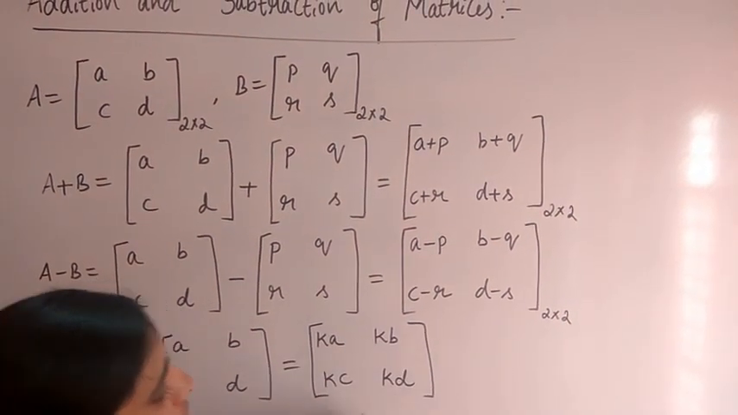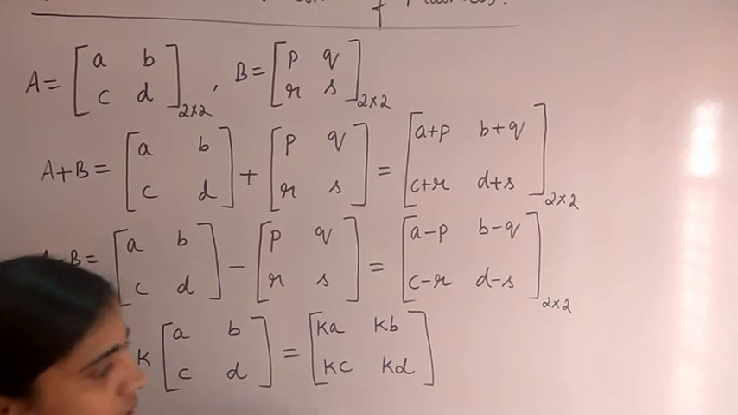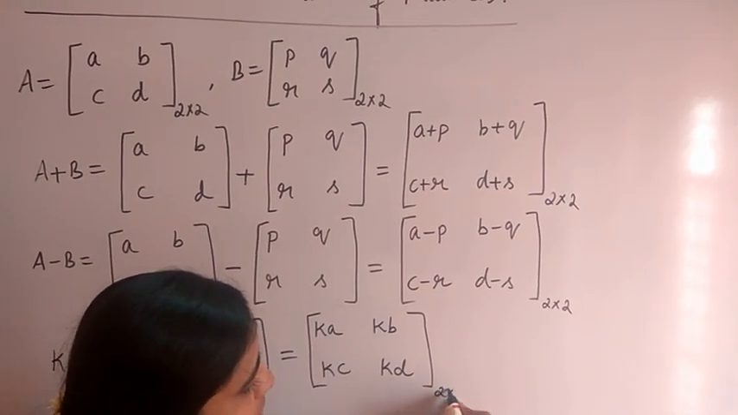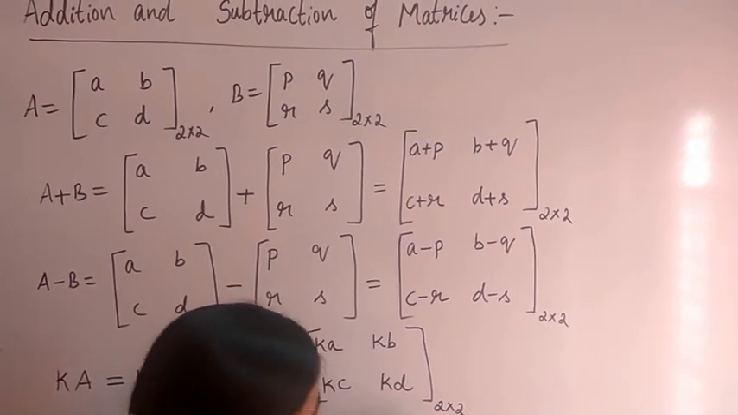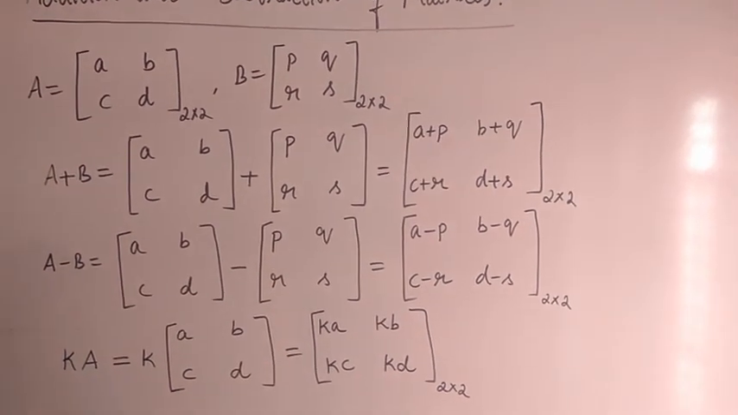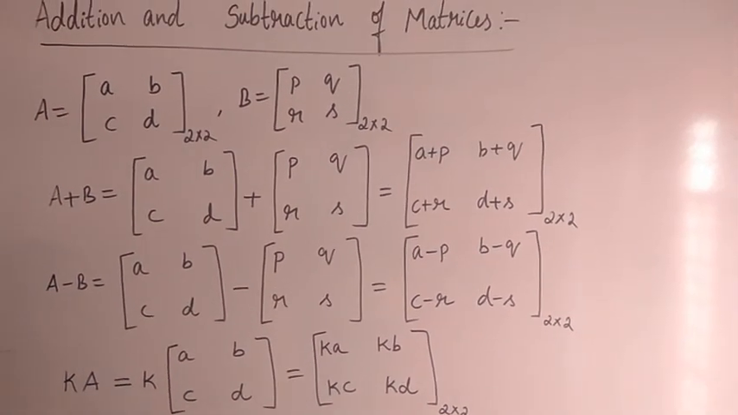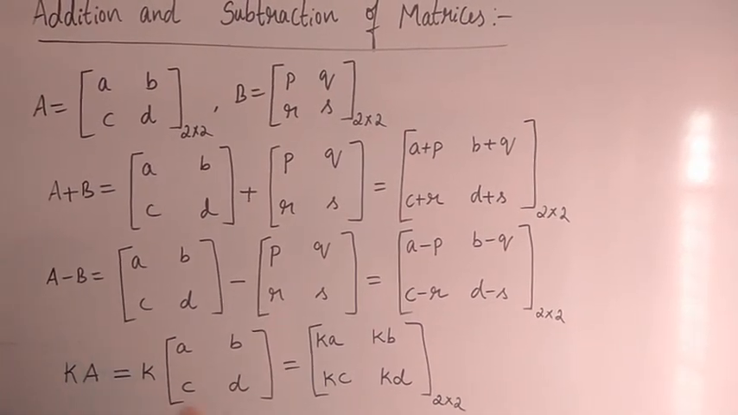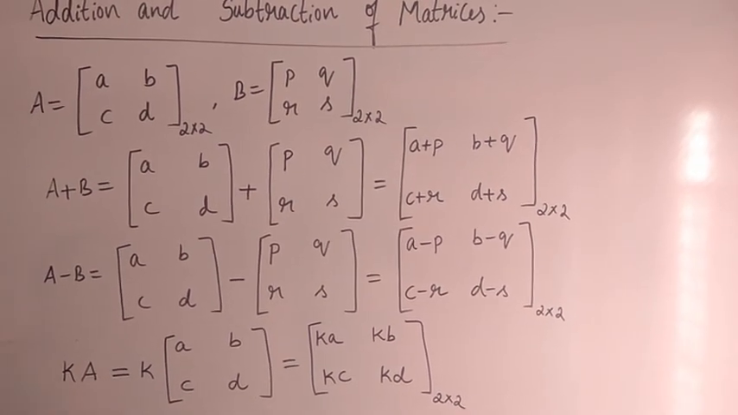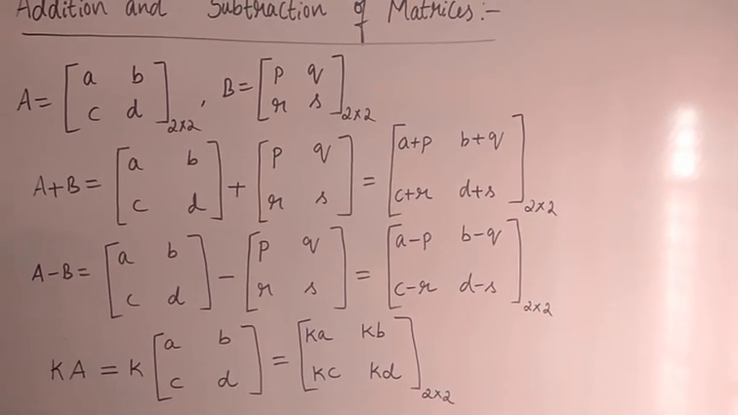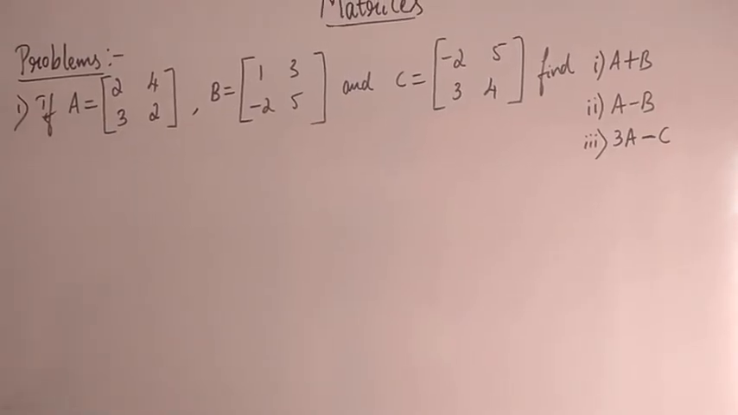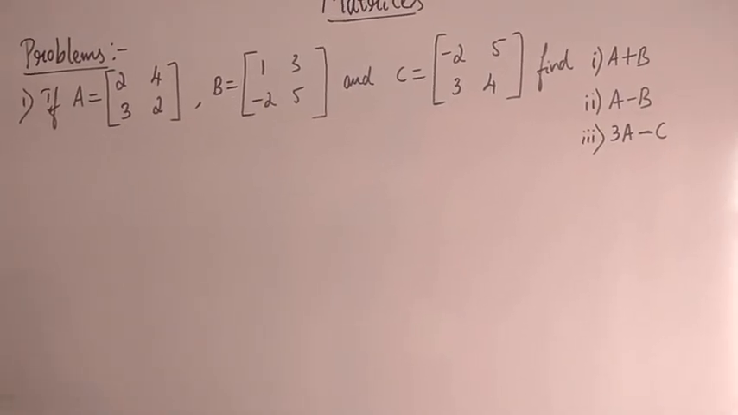See here, what is the order of this matrix now? Here also we are getting 2 rows, 2 columns. Therefore the order is 2 cross 2. That means there is no change in the order. If we multiply any constant with the matrix, the order does not change. These are the important points we have to recall for the next problems. Now let us see the problems on addition and subtraction of matrices.